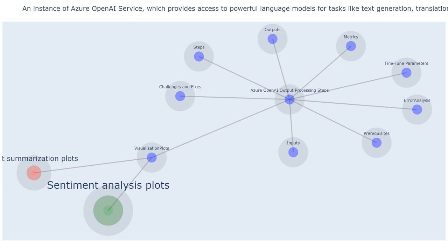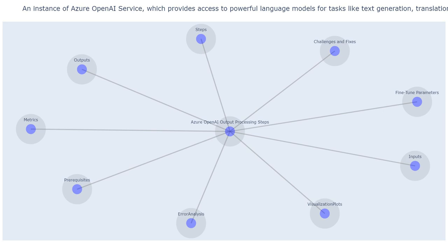Sentiment analysis plots visually represent the sentiment expressed in the processed text. These plots can help users understand the overall sentiment of the text, whether it is positive, negative, or neutral. For example, a sentiment analysis plot might show the percentage of positive, negative, and neutral sentiments expressed in the text.